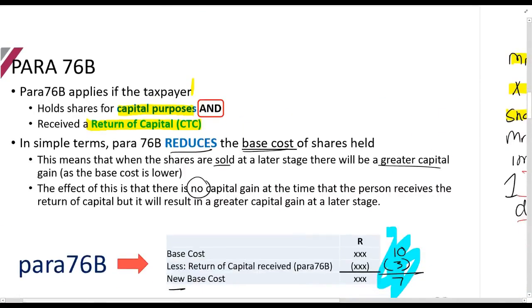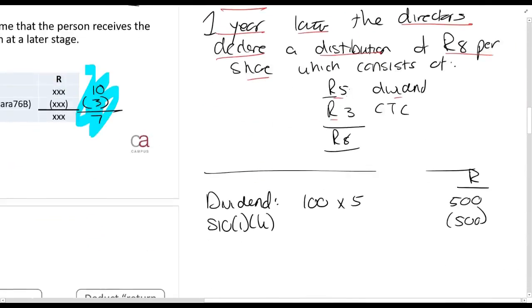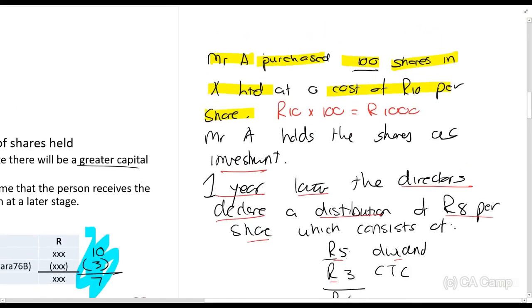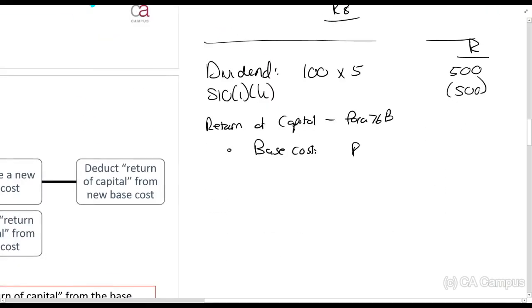Okay, so now we've done the dividend part, now it's the return of capital. Paragraph 76B. This one says the base cost. What is the base cost of these shares? It's 100 shares, 10 rands a share, so 1,000 rands. So the base cost is 1,000 rands. Here's my CGT column, guys. Please see I haven't done anything there yet.